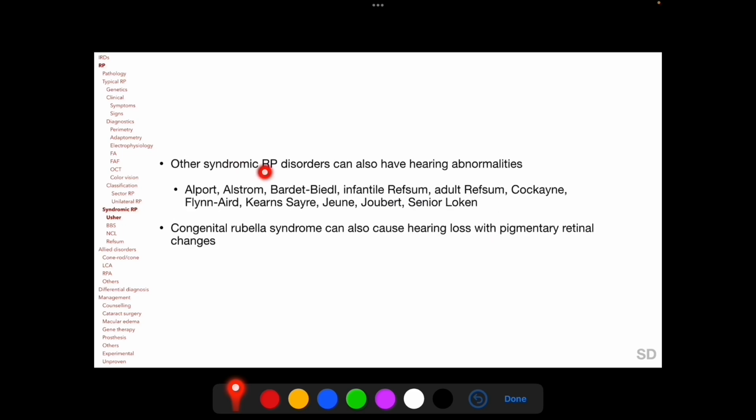Other syndromic retinitis pigmentosa disorders can have hearing abnormalities, but they also have additional systemic manifestations, and this includes Bardet-Biedl syndrome and Refsum's disease, and congenital rubella syndrome, which belongs to the differential diagnosis of retinitis pigmentosa, can also cause hearing loss with pigmented retinal degeneration.